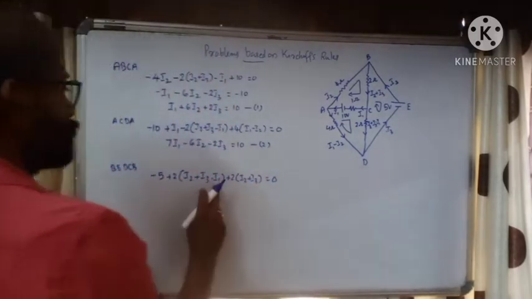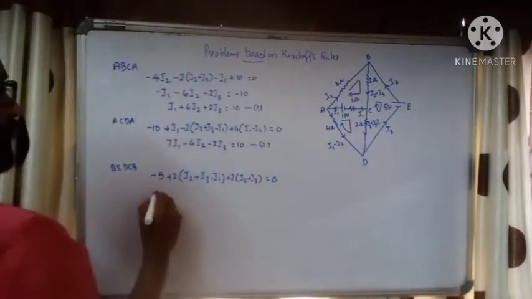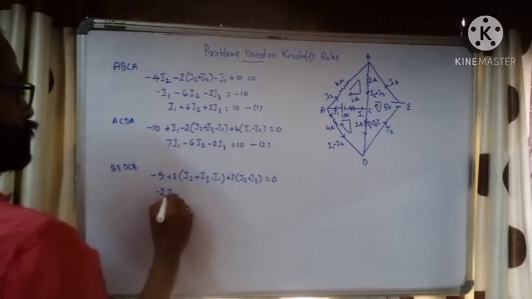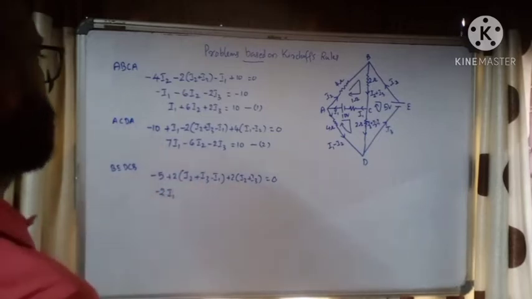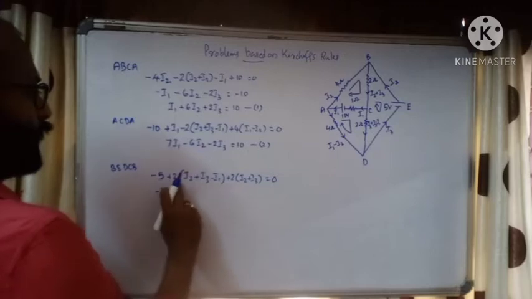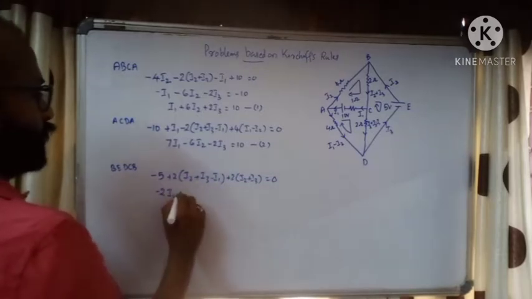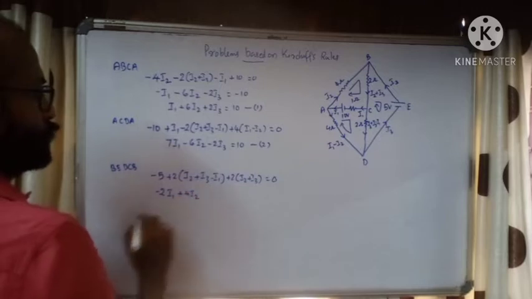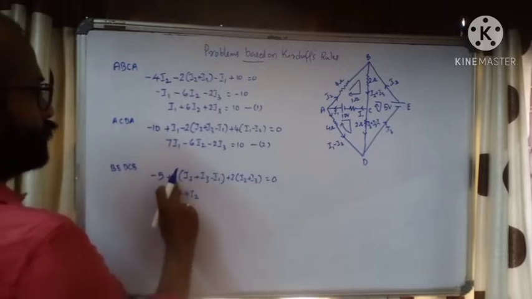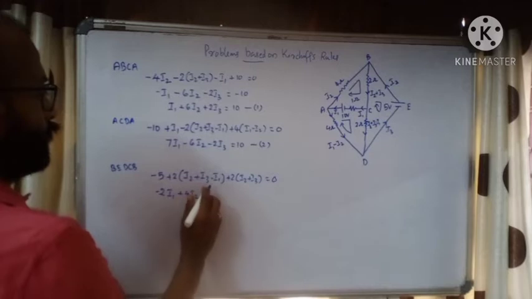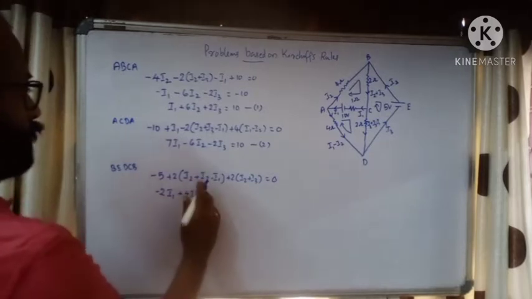Now, first for I1 we have minus 2 I1. Then for I2 we have 2 I2, and again 2 I2, so we have 4 I2. For I3 we have 2 I3 and 2 I3, which will be 4 I3.